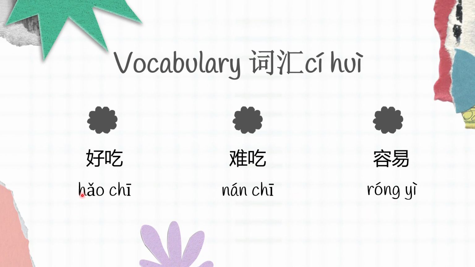So 好吃 is the expression that you use when you eat something and it tastes delicious. But on the contrary, 难吃 is when you eat something and it doesn't taste that well. And 容易 is easy.